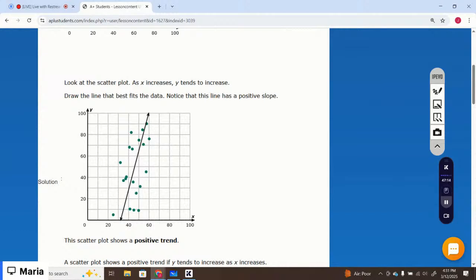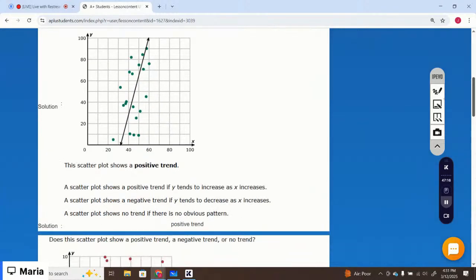A scatter plot shows a positive trend if y tends to increase as x increases. So if both the values are increasing, that means that is the positive trend. If y tends to decrease as x increases, that shows a negative trend. If there is no obvious pattern, then that means the scatter plot shows no trend.